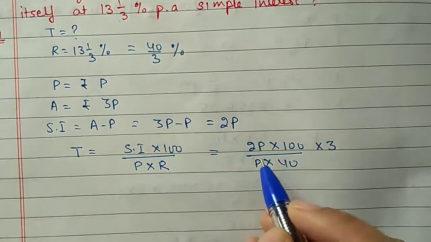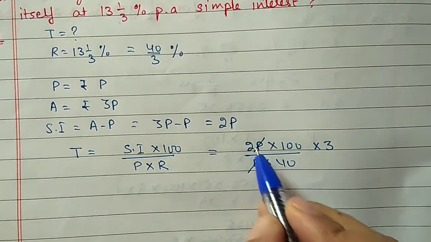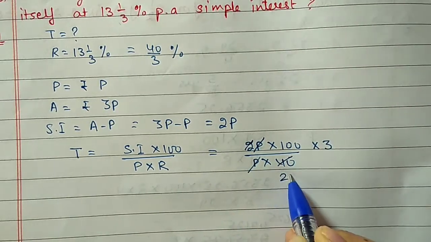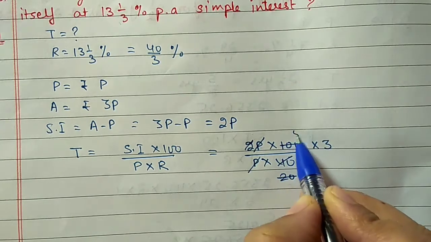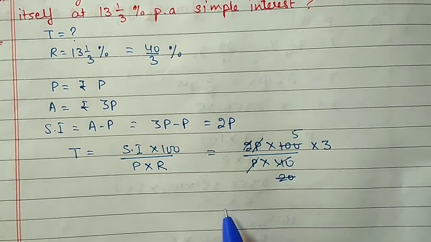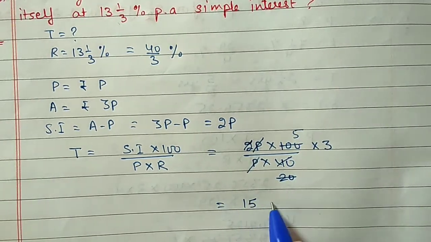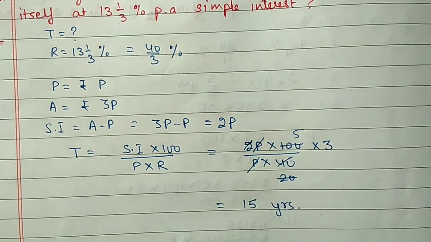Do the cancellation. P to P we can cancel. 2 20 times and 25 times 100, and 5 into 3 is 15. So this money will triple itself in 15 years.